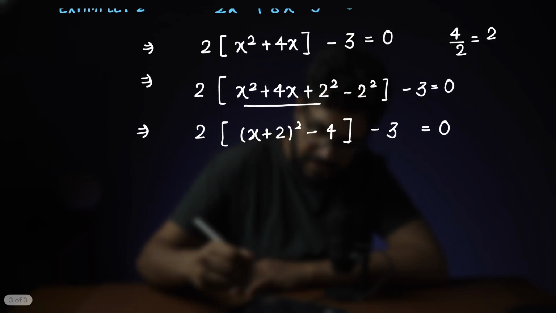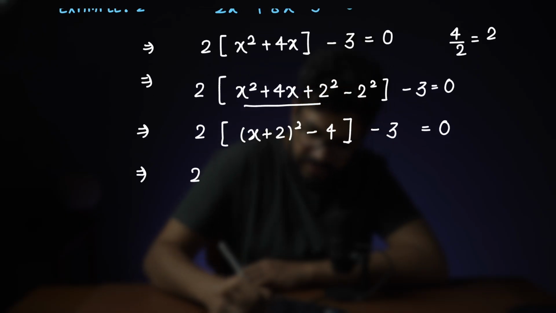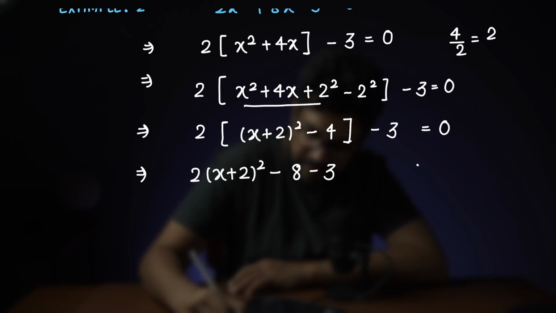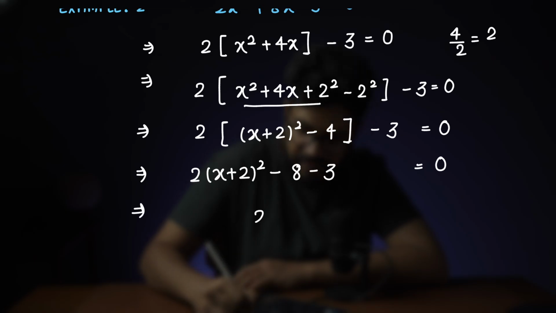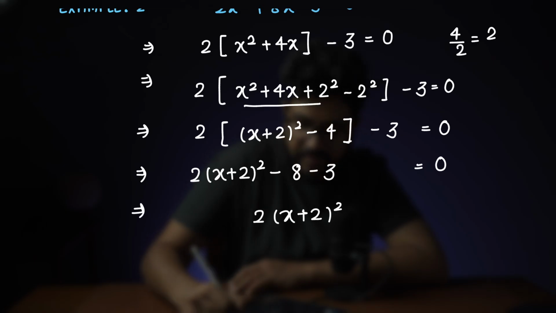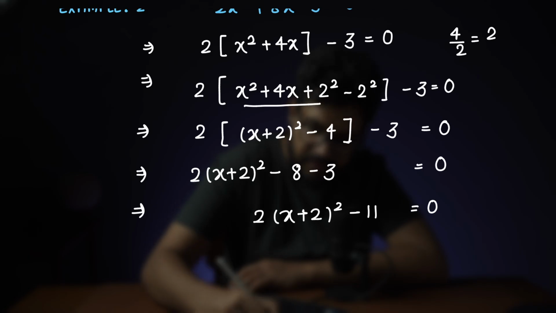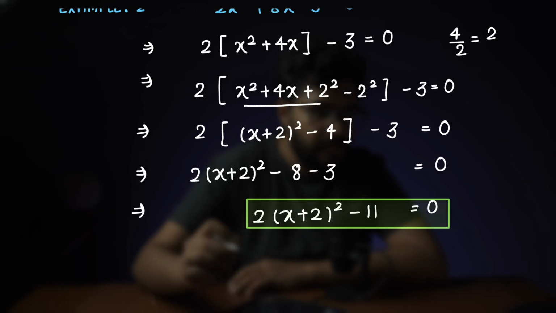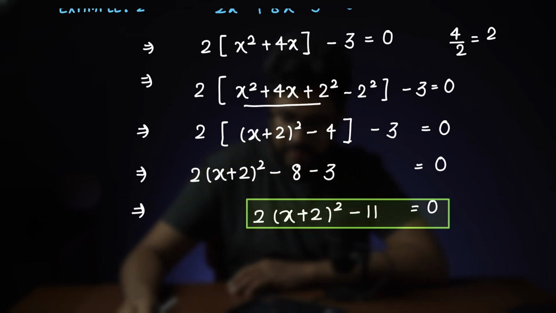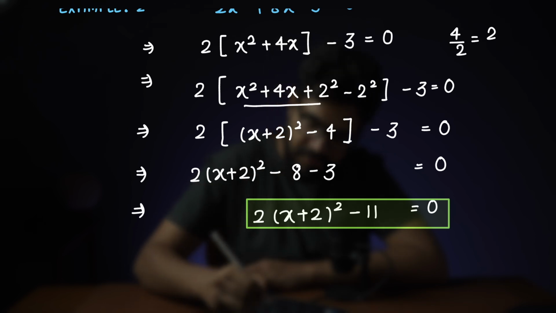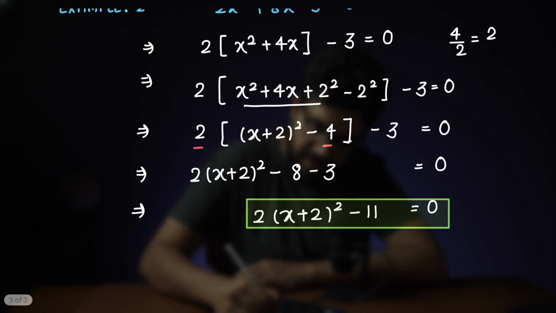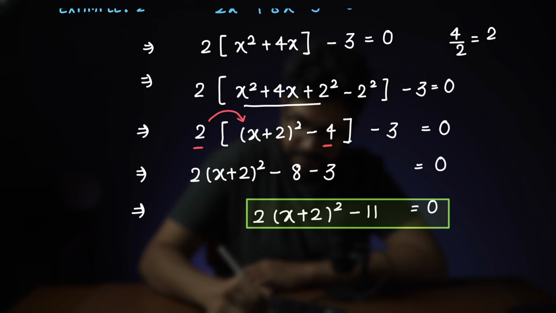We will simplify this bracket. So we get 2 times (x plus 2) whole squared minus 8 minus 3, which is equal to 0. So this implies 2 times (x plus 2) whole squared minus 11, which is equal to 0. This is our final answer. So there is a very common mistake while solving this question. Students generally forget to multiply this 4 with 2 while expanding the bracket. So please keep this in mind. While expanding the bracket, 2 is multiplied with each term.